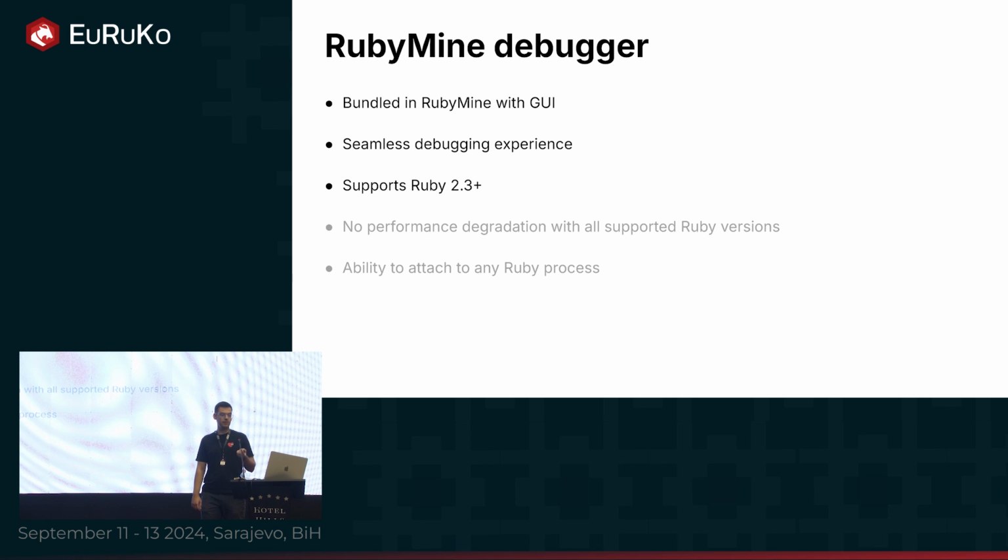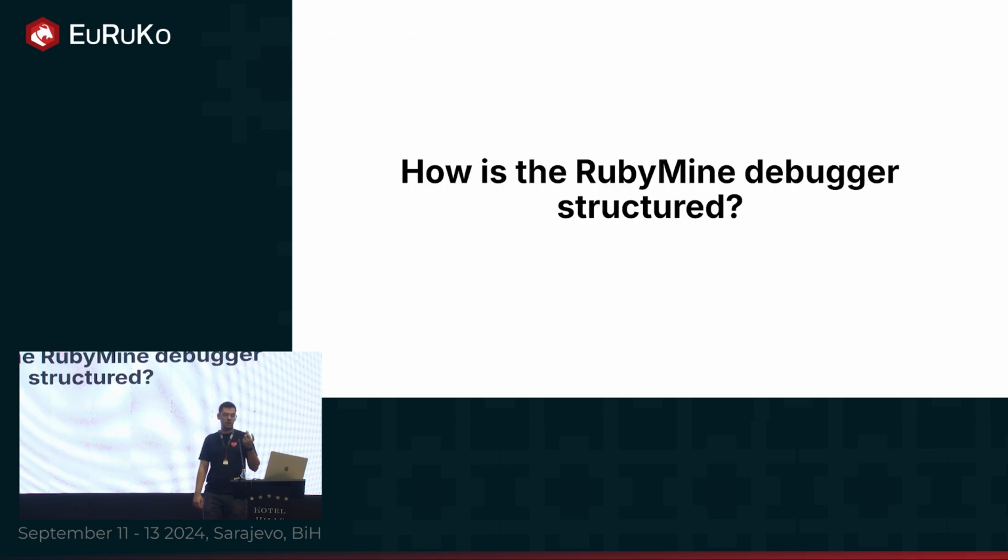Apart of that, this debugger supports Ruby 2.3 and greater, so almost all Ruby versions that your application could use. And with all these versions, this debugger doesn't have any performance issues. That's one of the main features. Apart of that, this debugger also has an ability to attach to any Ruby process. So with this debugger, you don't need to start the debugger right from the start. You can attach it when you really need it.